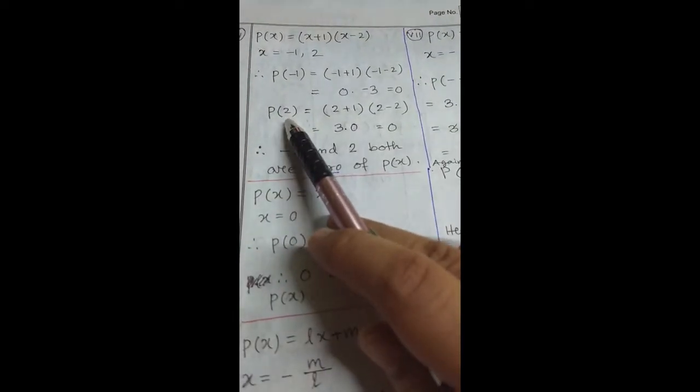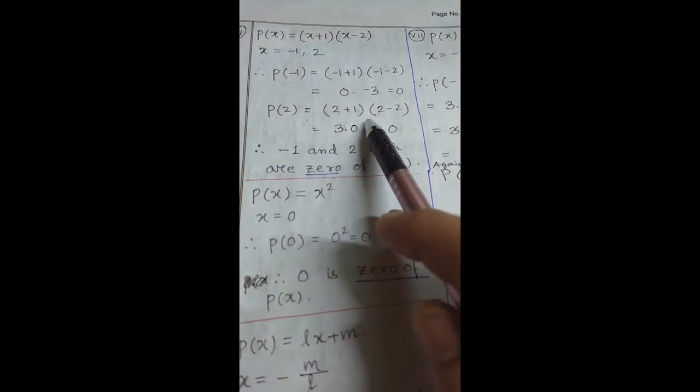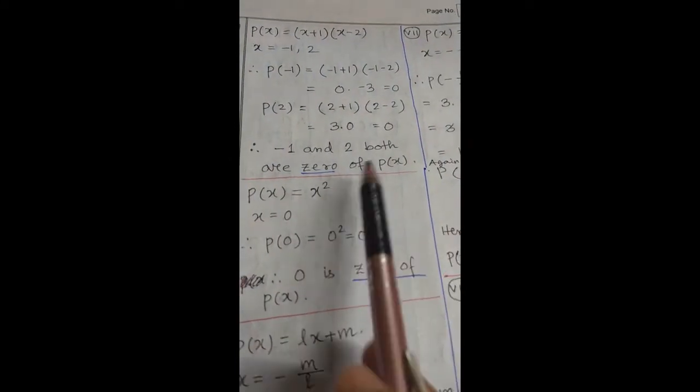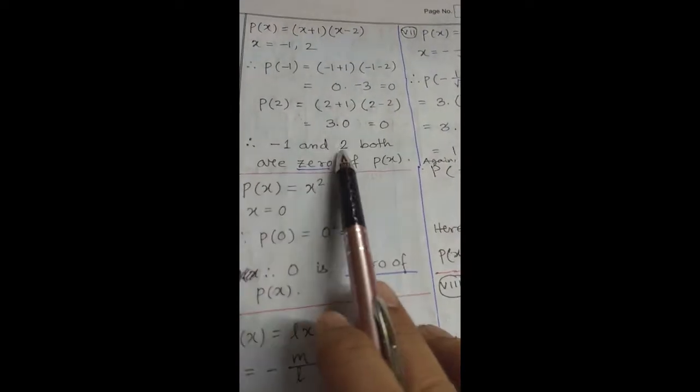p(2). So we have to replace x with 2. So 2 plus 1 into 2 minus 2. So you can see 2 minus 2 is 0. Okay, so 3 into 0 is 0. So in both cases you can see we got 0, right? That means minus 1 and 2 both are zeros of the polynomial.